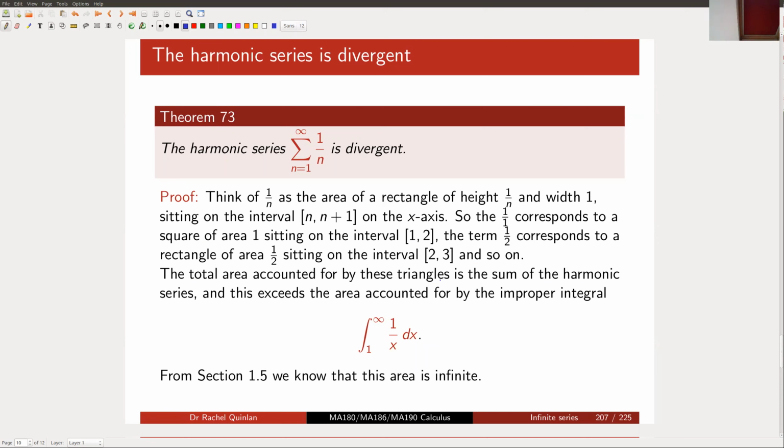So let me try to draw a picture to indicate why we might make this conclusion. We're talking about the series 1 plus 1/2 plus 1/3 plus 1/4. There are different ways to show that a series is divergent or convergent. But one thing we can do with this one is to imagine what that sum would look like, and to envisage a region that would have that sum as its area.